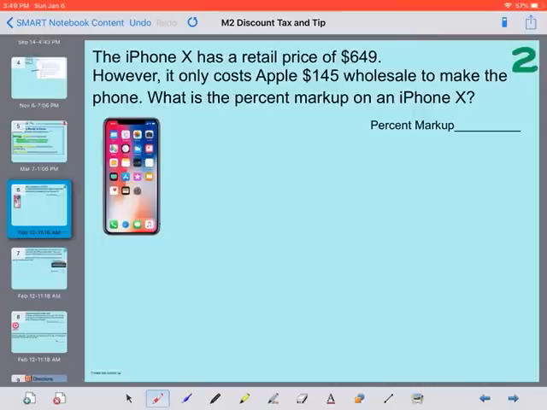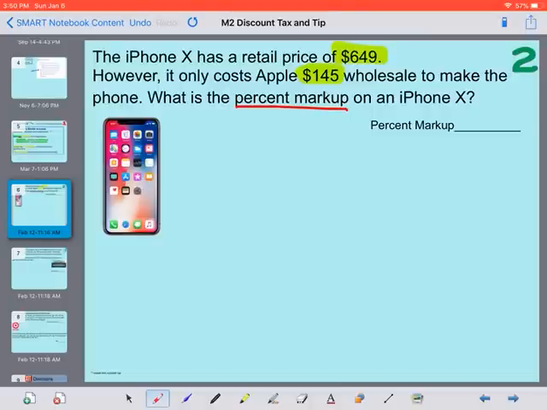It says the iPhone X has a retail price of $649. However, it only costs Apple $145 wholesale to make the phone. So Apple can make it for pretty cheap, but then they charge you a whole bunch more so that they make money, right? We want to know, what is the percent markup on an iPhone X?